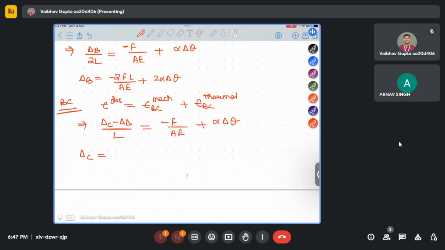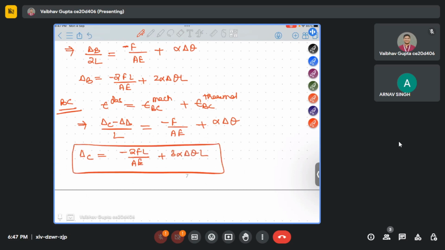So what will delta C become here? It becomes minus 2FL by AE plus 3 alpha delta theta into L. Now this delta C has been given in the question, so from this we can find the value of F, similar to what we found in the previous cases. These are the 5 cases which we have seen so far.